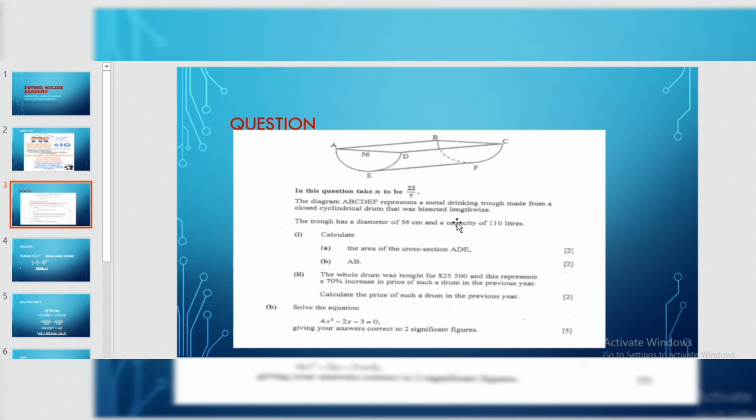To calculate the area of the cross section ADE, we are going to utilize the formula A is equal to half pi r squared. We know that the area of a circle is equal to pi r squared, but in this case we have a semicircle, which means we say half pi r squared. Then you get your answer. Then to find AB, you say the volume is equal to area times the length. So you say the area which you found in item A times AB, which will be 110 liters. Let me get into the solutions.